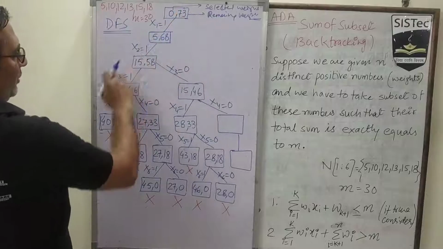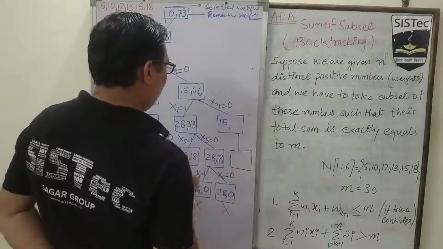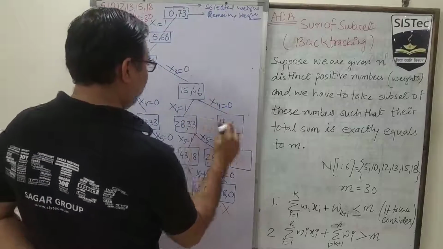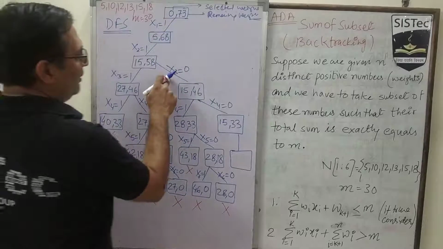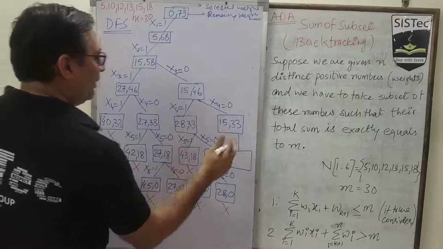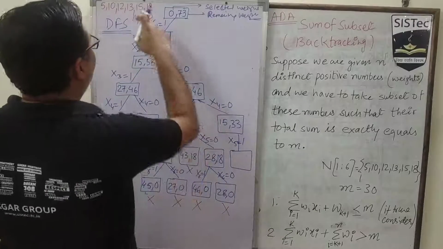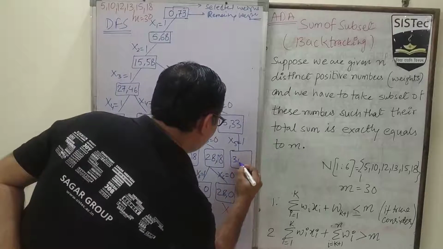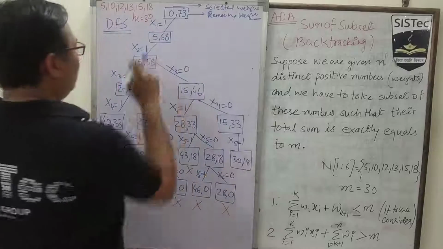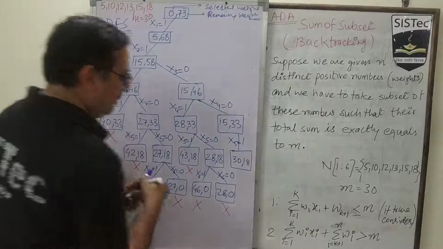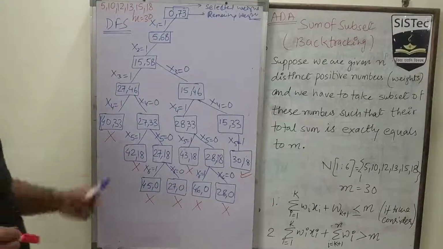After considering x1, x2, not considering x3, not considering x4, we are at the position where we remain with 33. Now we will consider x5. When we consider x5, what is x5? 15. 15 plus 15 is 30, and this is 18. 30 equals 30 was what we were looking for. This will be one of our solutions. So we have reached the solution by exploring this in DFS manner.